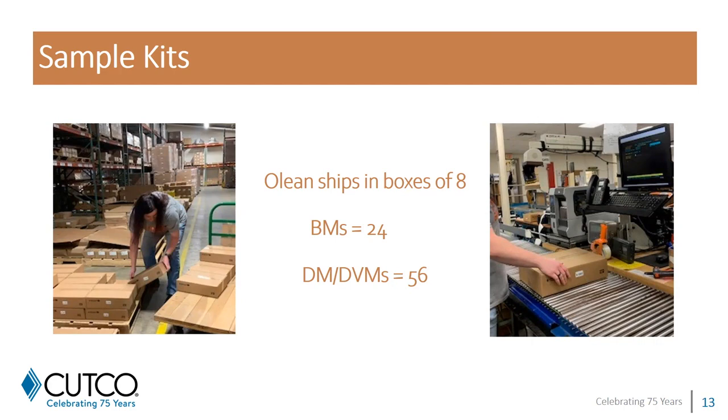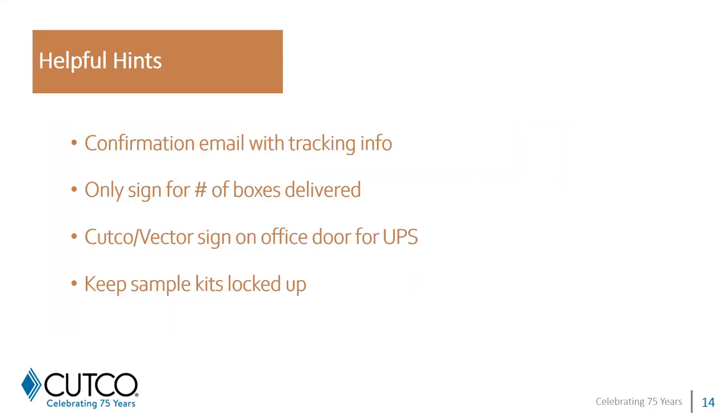Sample kits are shipped from Olean in boxes of 8 to the manager. Branch managers will have a sample level of 24, and district and division managers will be set at 56. A confirmation email with tracking info will be sent when the sample kits are shipped.